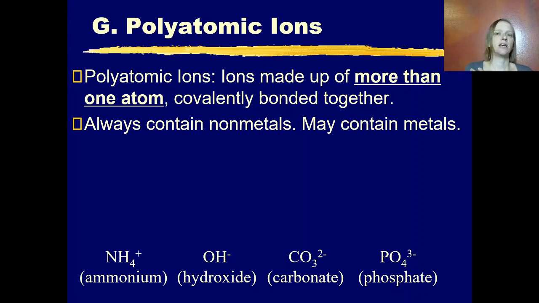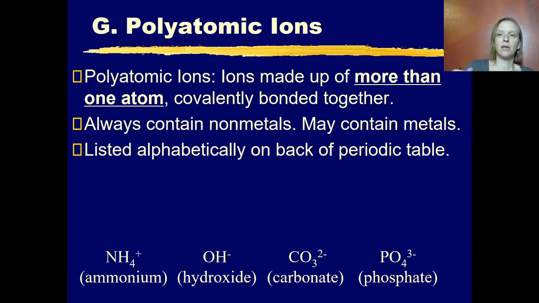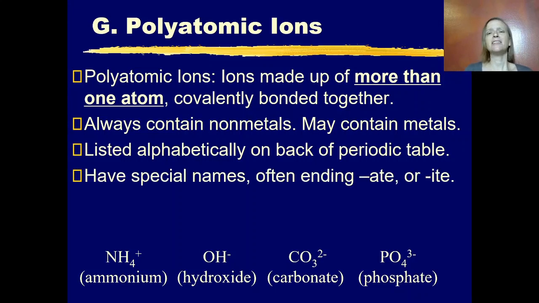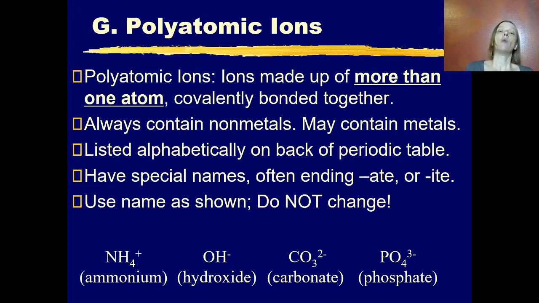Polyatomic ions always contain nonmetals, and they may sometimes contain metals. The ones you need to know are listed alphabetically on the back of your periodic table. They have special names, and those names often end with ate or ite. When you name compounds that contain polyatomic ions, it is important to use the name as it is shown on the back of your sheet. Do not change the name.